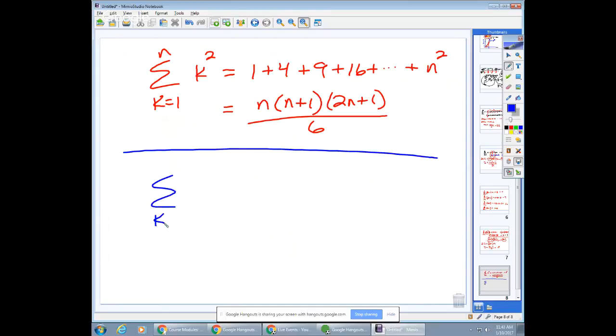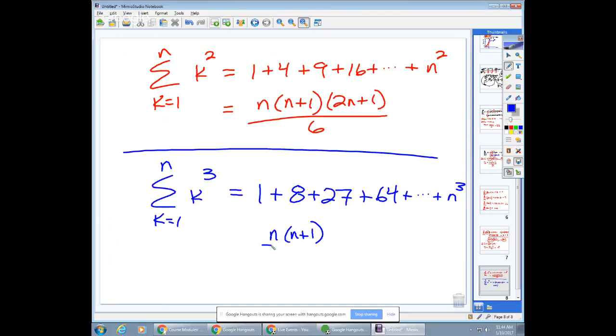Sum as k goes from 1 to n of the cubes. 1 plus 8 plus 27 plus 64, I think, all the way up to whatever n we stop at, cubed. This one's crazy. n times n plus 1 over 2, squared.